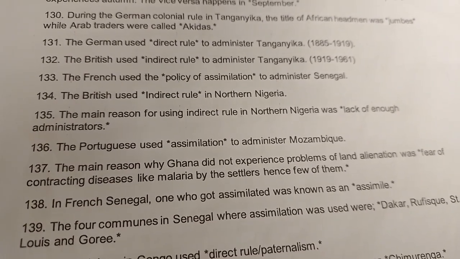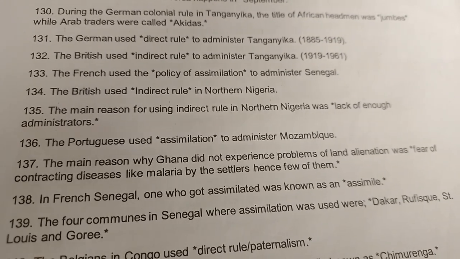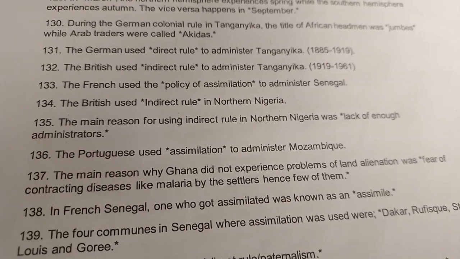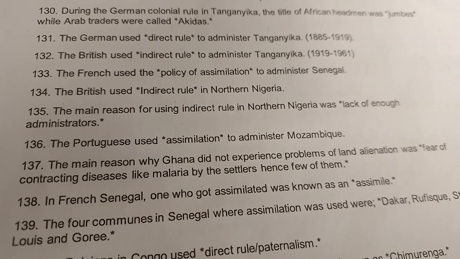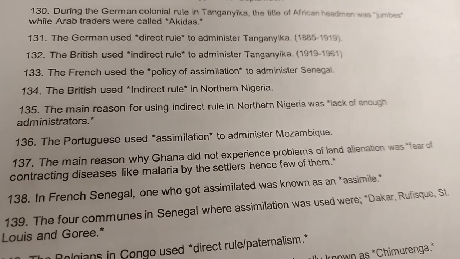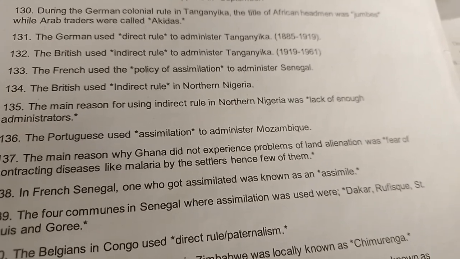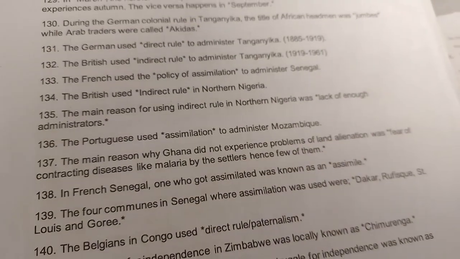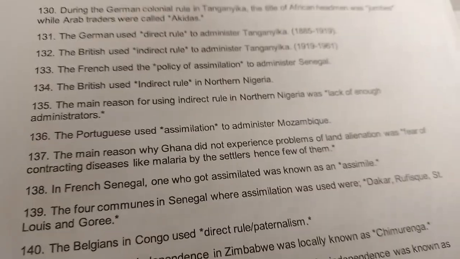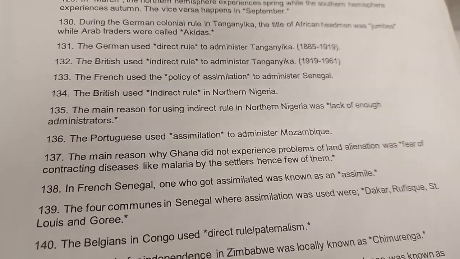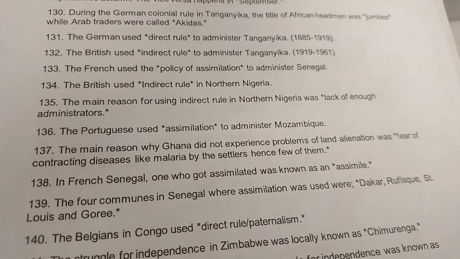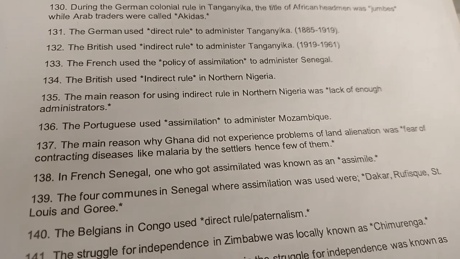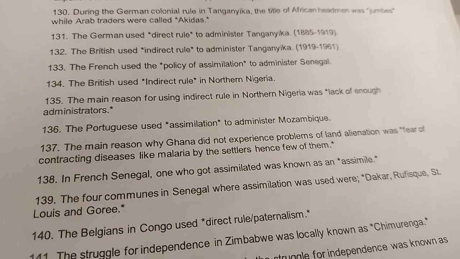In Senegal, one who got assimilated was known as an Assimilé. Those members who were being assimilated were known as Assimilés by the French. The four communes in Senegal where assimilation was used were Dakar, Rufisque, St. Louis, and Gorée. So you can be asked where assimilation worked very well: along the coastal region of Senegal. Belgium in Congo used direct rule.